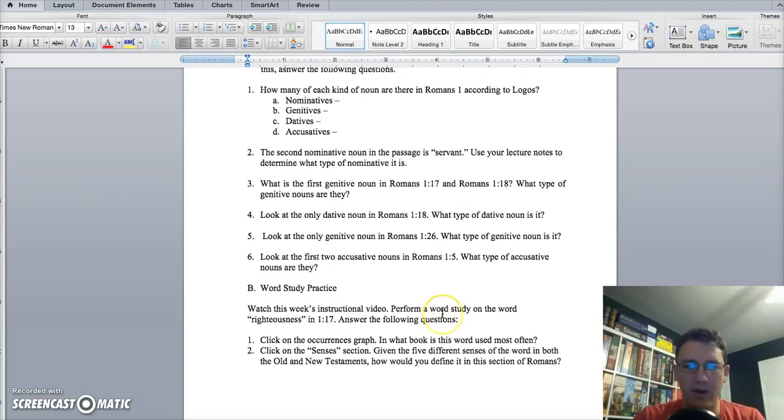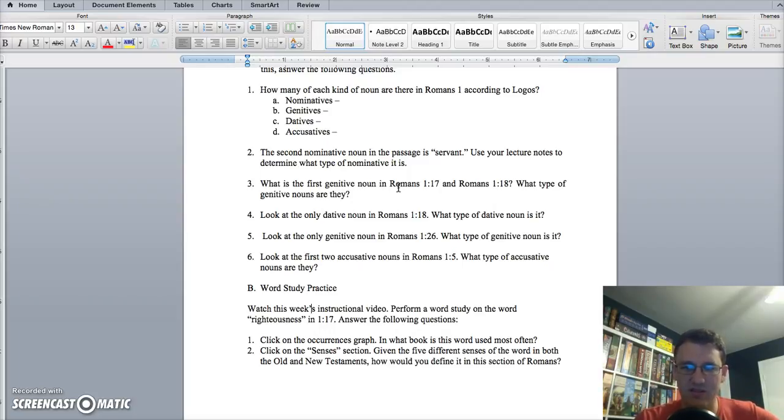Okay. The second question that I asked you: what is the first genitive noun in both Romans 1:17 and 1:18? And of course the answer is God. And then what type of genitive nouns are they? Now the most common answer and the easiest one would be possessive, but if you've read a few of the comments I posted here and there, you might know that I don't necessarily ascribe to that opinion.